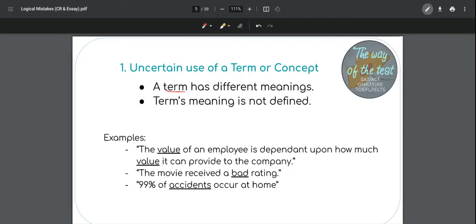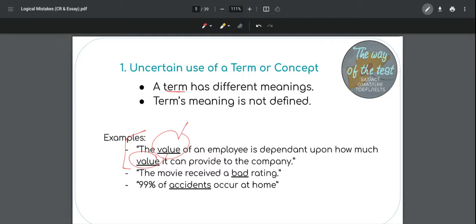For example, here, if I say, the value of an employee is dependent upon how much value they can provide to the company, I can see that it's exactly the same term, the word value, but definitely the word value here means something different from what the word value means in the second case, right? In the first case, I'm talking about kind of the moral value or how much we appreciate that employee. And in the second case, we're pretty much just talking about money.